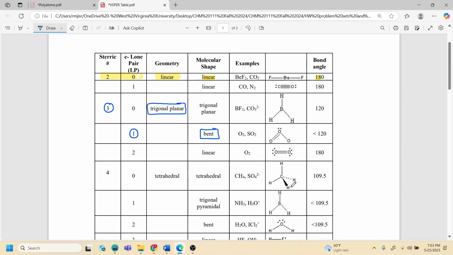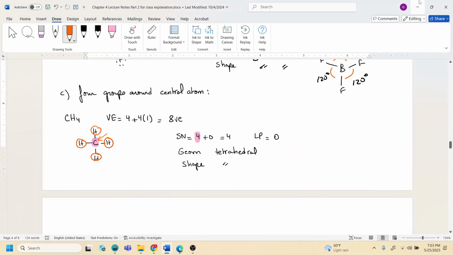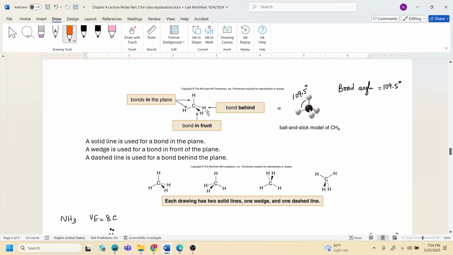Guys, tetrahedral is drawn like this. It's two bonds in plane, one bond which is in front, we show it as a wedge. And the one which is a dash, we show it to be behind. So two bonds in plane, one bond in front, the other one is behind. And the bond angle between the two lines in plane is 109.5. This is how you show it. This is how a tetrahedral structure looks like. And whenever you have two bonds in plane, the bond angle is 109.5.